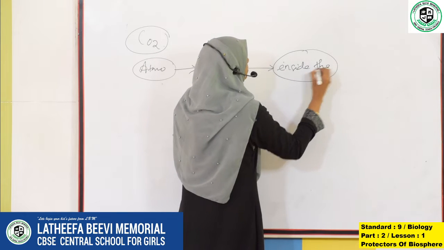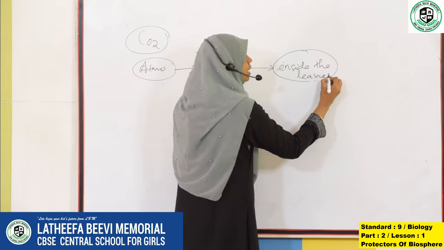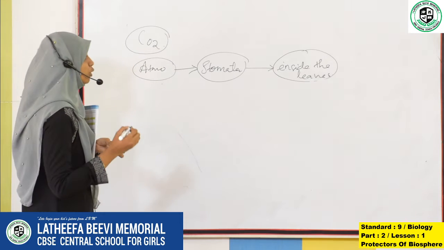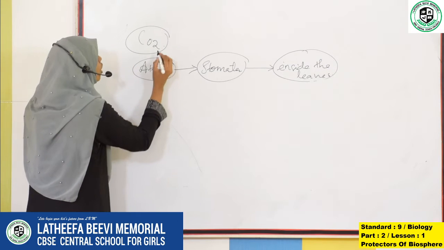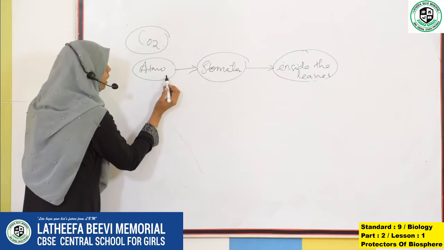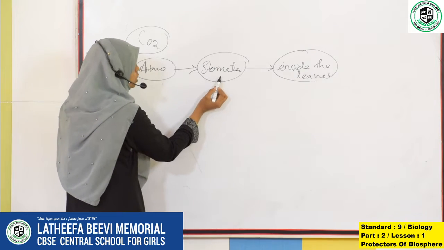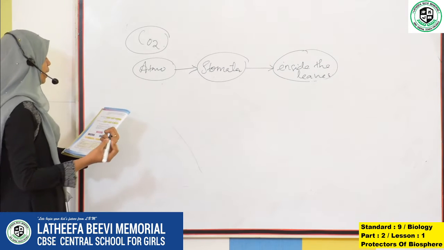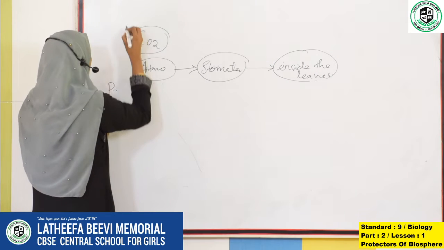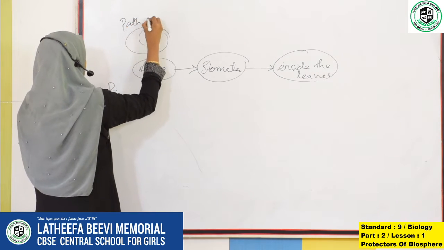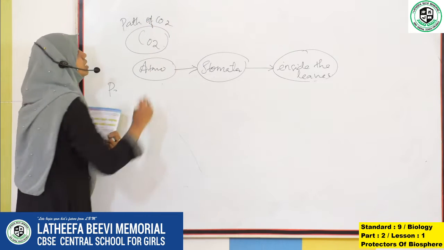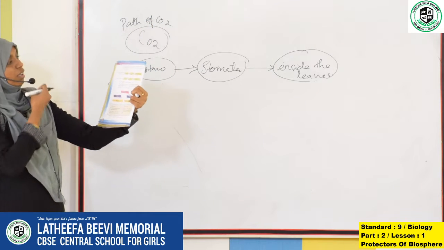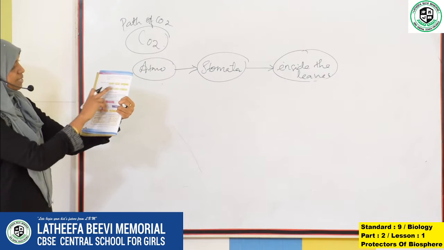Carbon dioxide is a necessary raw material for the process of photosynthesis. So from the atmosphere it reaches the stomata, and from the stomata it reaches inside the leaves. This is the path of carbon dioxide. You can see the illustration in your textbook. There is a flow chart that you want to fill up, which we have discussed.